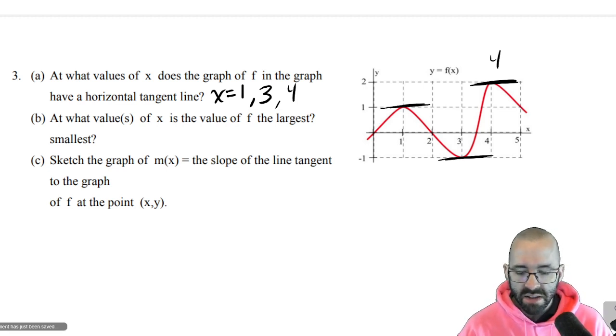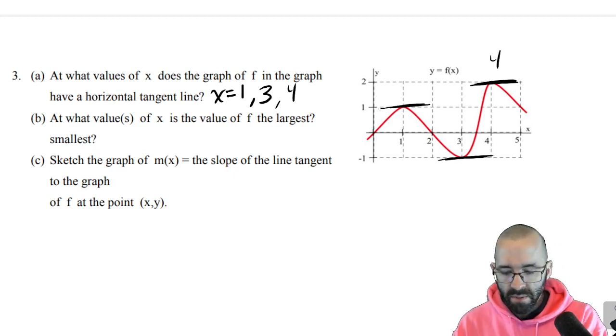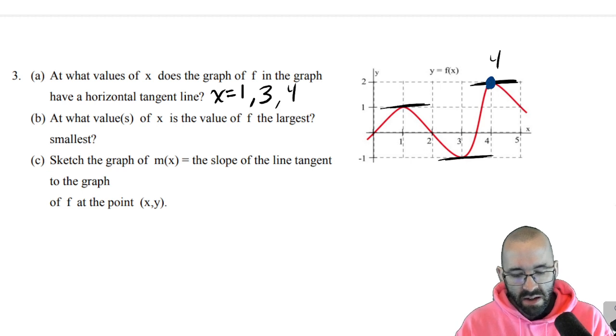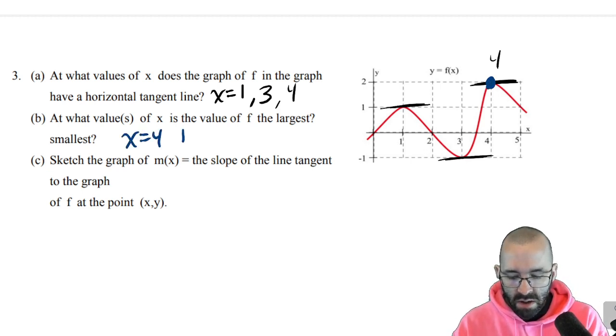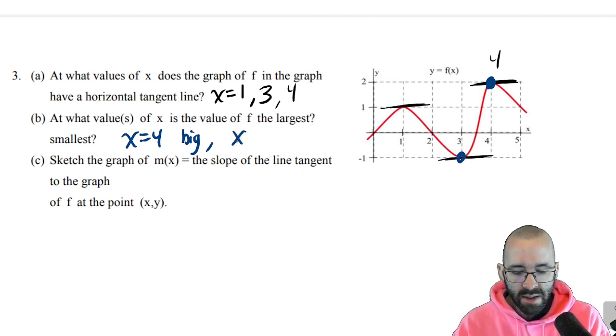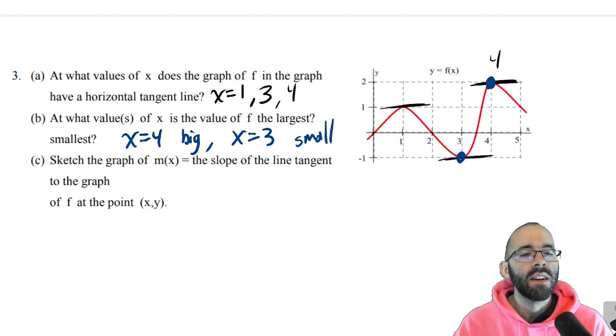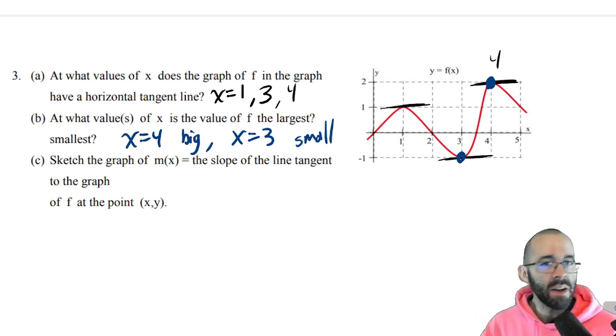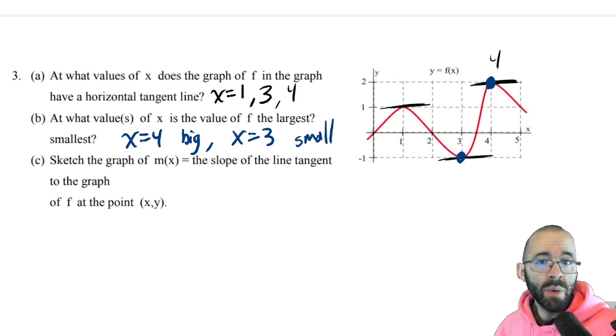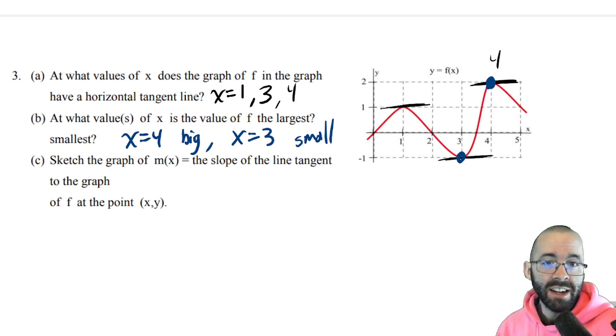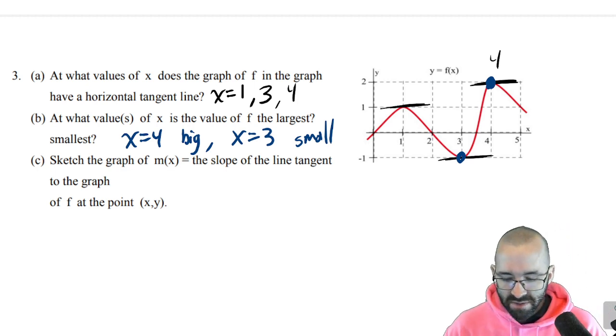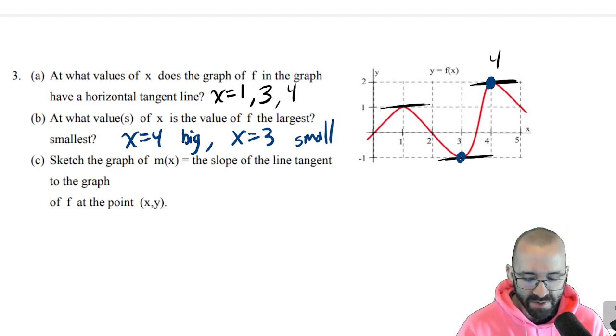Letter B says, at what values of x is f the biggest or the smallest? Well, it's biggest over here when x is equal to 4. And it's smallest over here when x is equal to 3. That's not a coincidence. Later on, we'll talk about how to find the maxima and minima. And most of the time, it'll be when the derivative equals 0, when the slope is flat, when the tangent line is horizontal. Now, C is going to be more difficult.